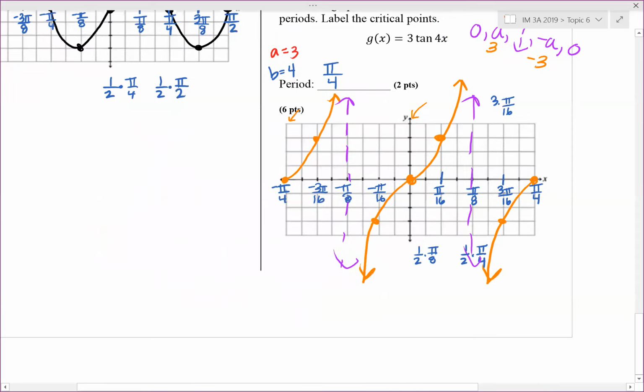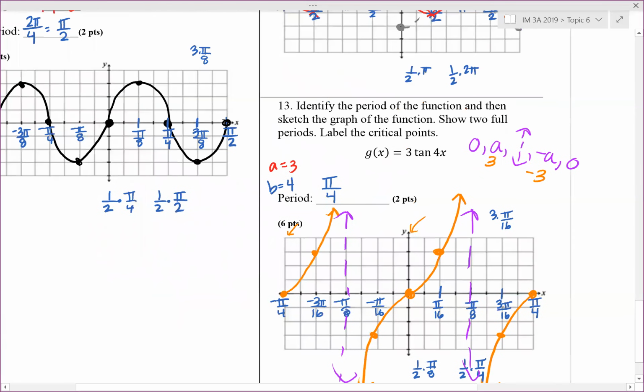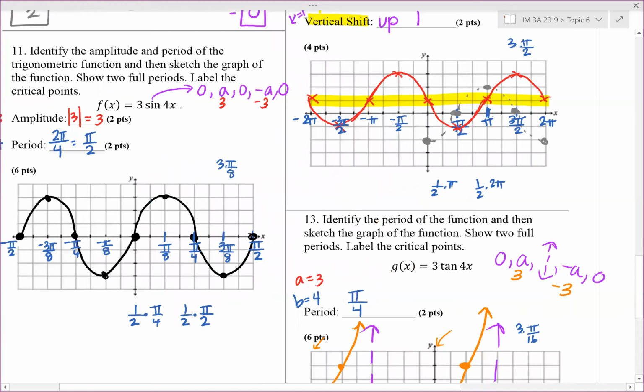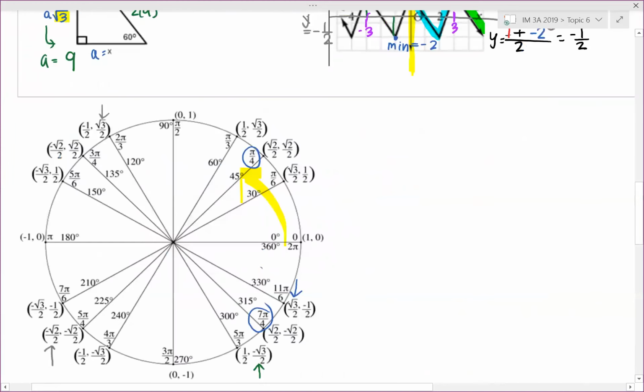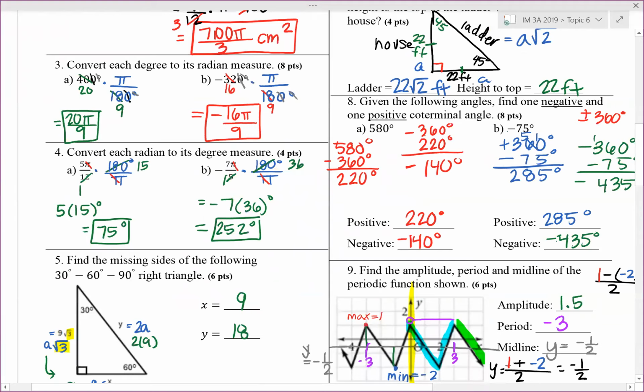And that is all for the exam. So make sure that you understand how to do each of these 13 problems so that you can ensure that you're prepared for the test.